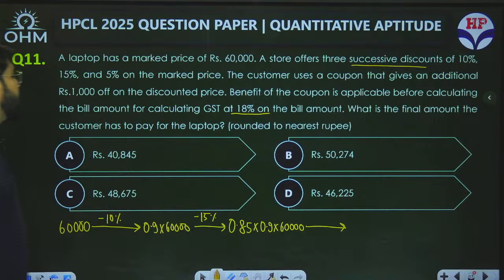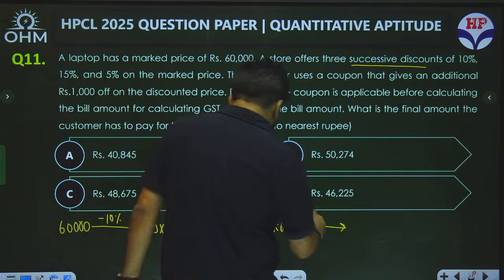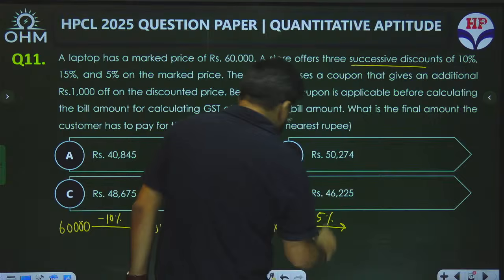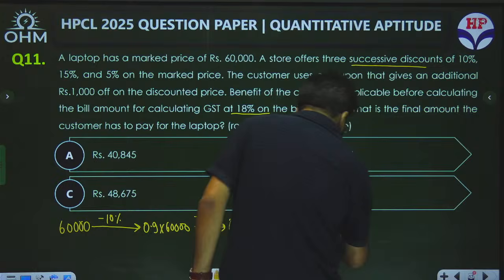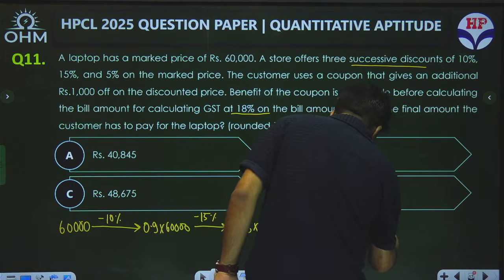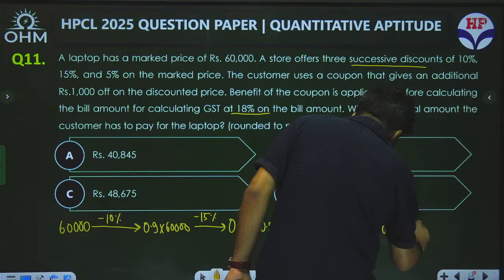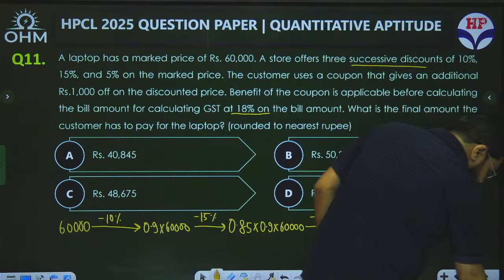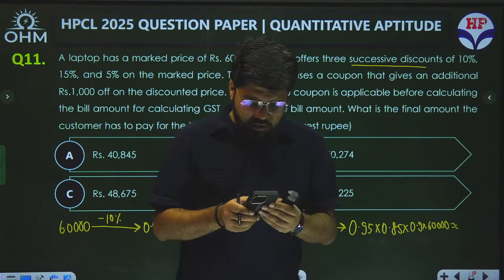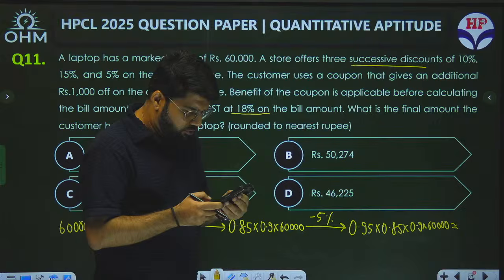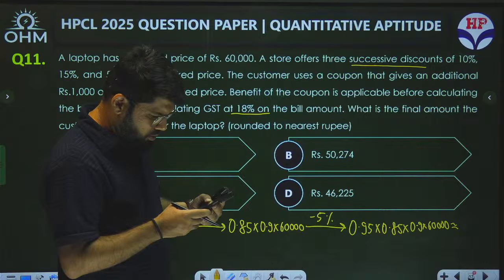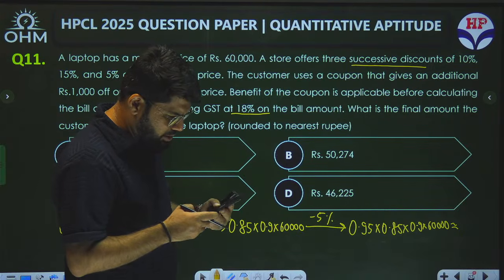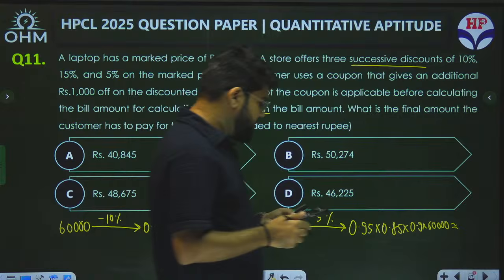Then 5%. When 5% is reduced, how much is left? 95%. So 0.95 into 0.85 into 0.9 times 60,000. Let me write down this value. You have to do the calculation manually in the exam, in HPCL at least. It is not a complicated one, but just to save time, let me write down the value here directly.